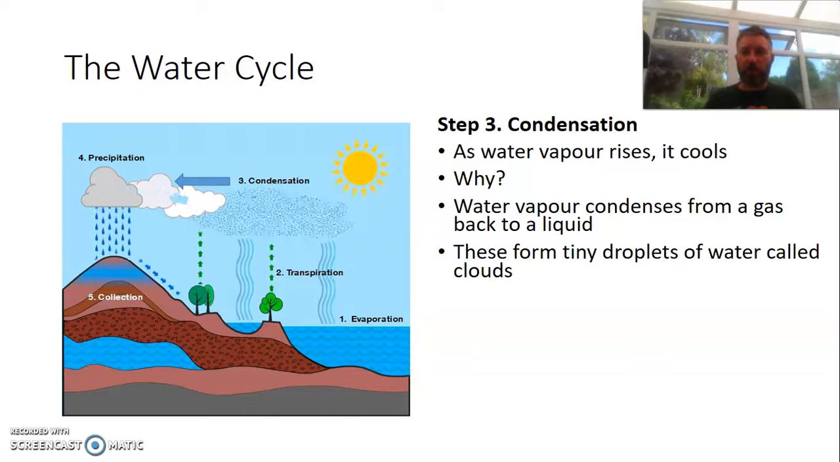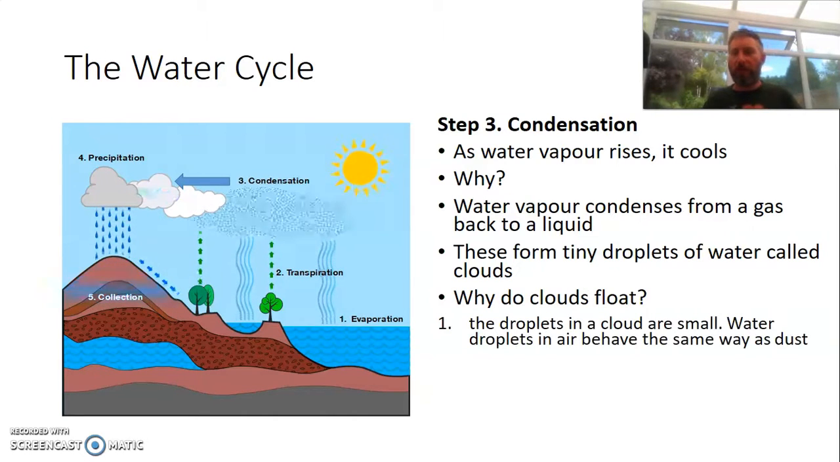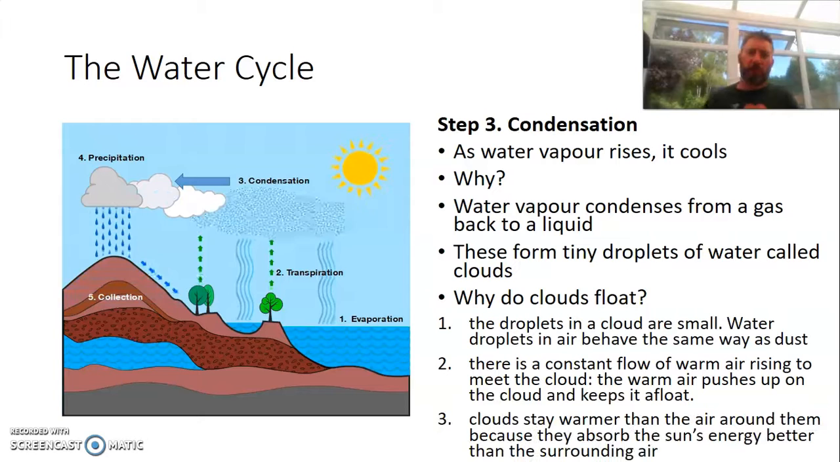Those tiny droplets of water form clouds. So why do they float? Why don't clouds just fall out of the sky? Because they're made of water. Water's heavier than air. Well, water droplets in clouds are tiny.